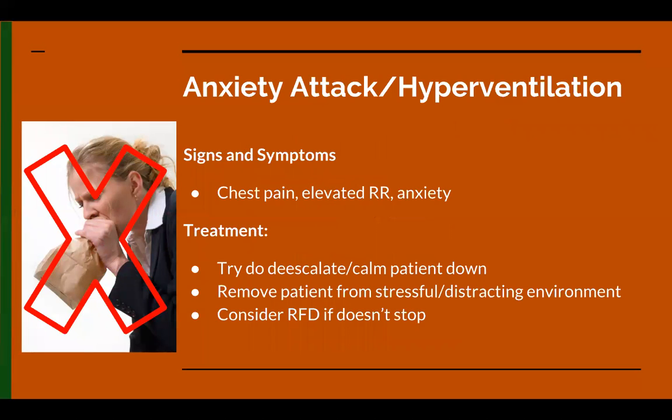Okay, and then anxiety attacks. So if you've ruled out PE and you know it's an anxiety attack, signs and symptoms of that, they're going to have chest pain. It's going to be that tight chest pain, not really as much of a pressure. The respiratory rate's going to be elevated because they might be hyperventilating. And then, of course, they're going to be anxious. They'll probably have a history of anxiety as well. If they don't, don't assume it's not, because they could not have a history and still be having an anxiety attack.